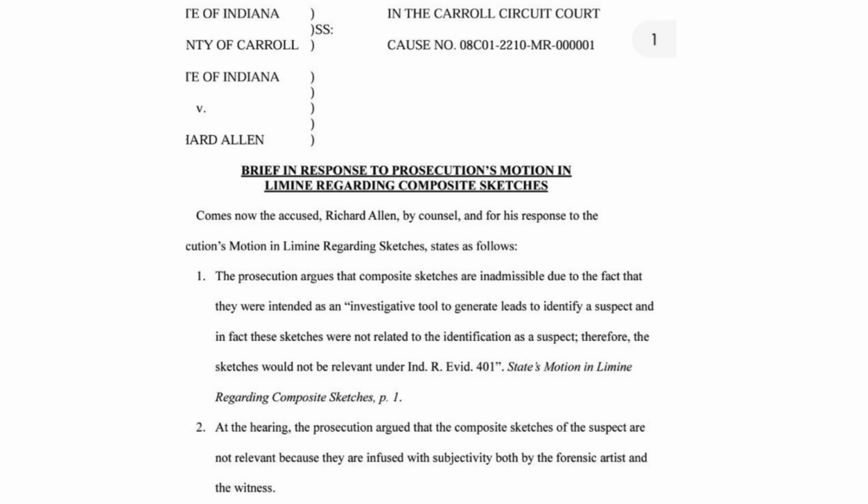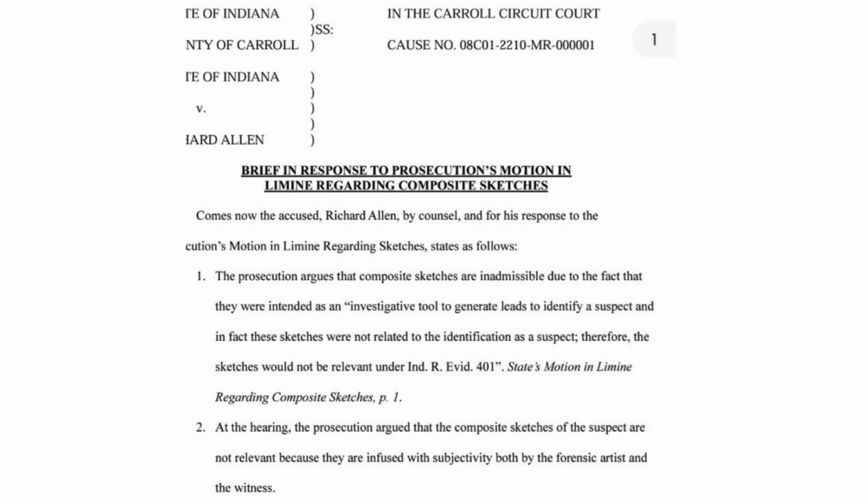1. The prosecution argues that composite sketches are inadmissible due to the fact that they were intended as an investigative tool to generate leads to identify a suspect. In fact, these sketches were not related to the identification of a suspect. Therefore, the sketches would not be relevant under Indiana R. Evid. 401, State's motion in limine regarding composite sketches.